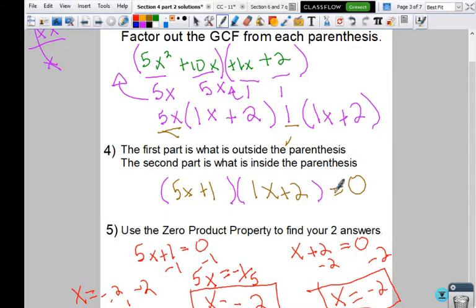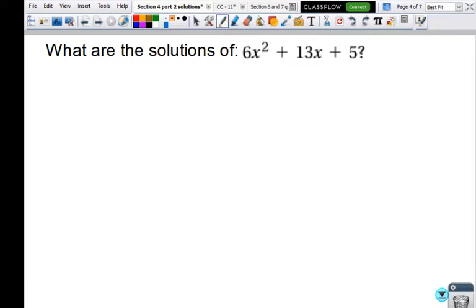Those are our 2 answers. So this is almost exactly the same as AC factoring, except the very end is what we did yesterday. Alright, so we're going to find the solutions of 6x squared plus 13x plus 5. And you know what? I forgot on here, I should have an equals 0 right there.